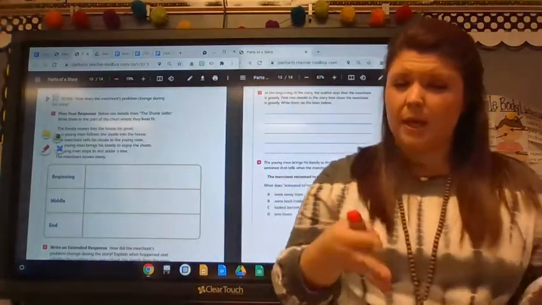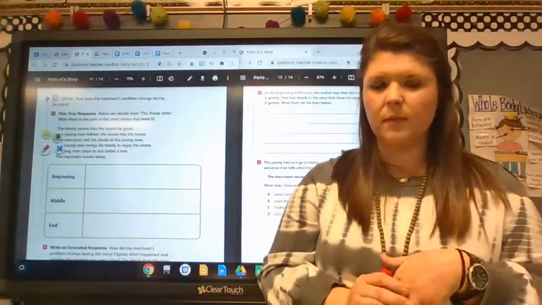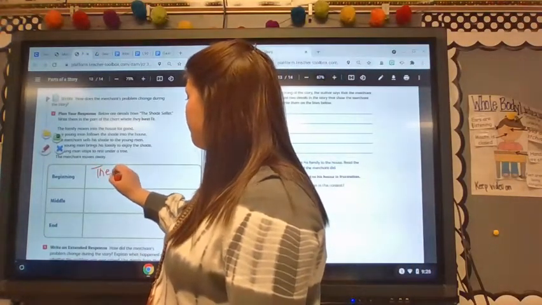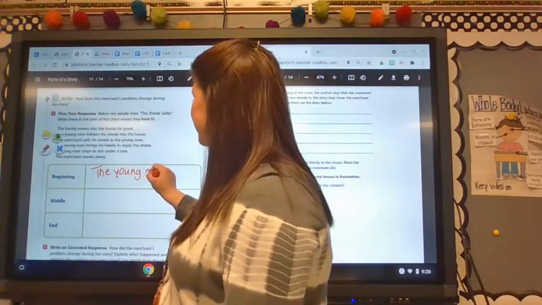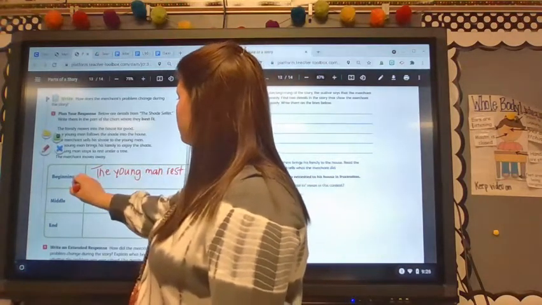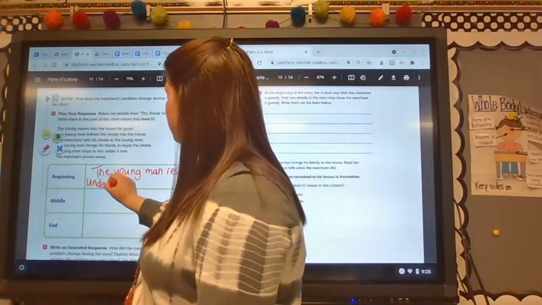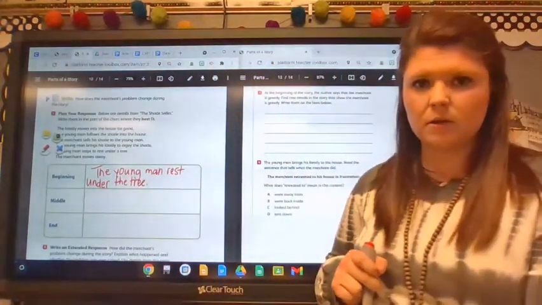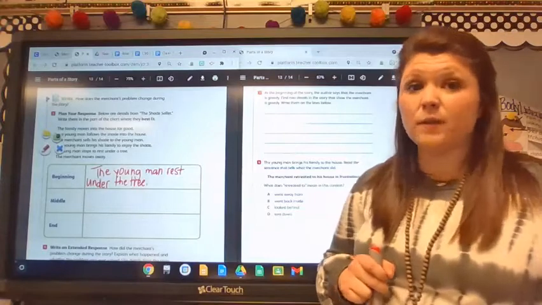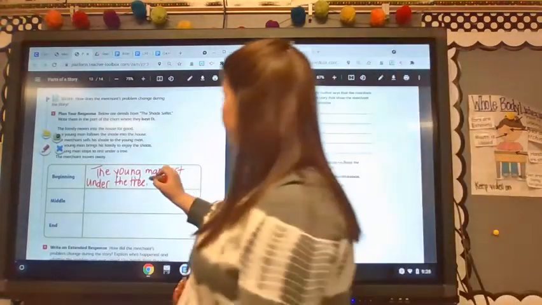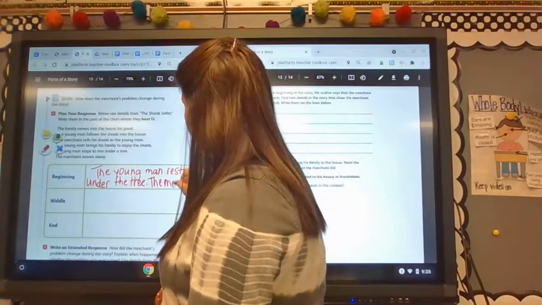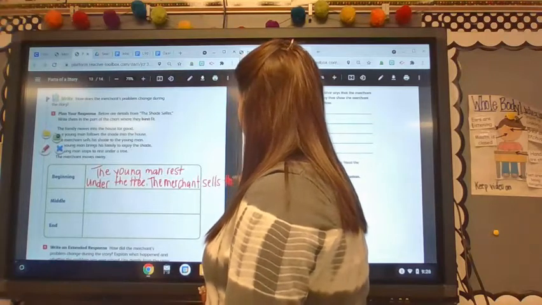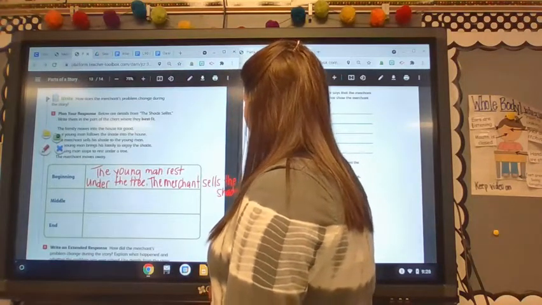So what happens at the beginning of the story? The young man comes to rest under the tree. All right, what else happens in the beginning? The merchant sells the shade to the man, doesn't he? I don't think I wrote small enough. Okay. All right, what happens in the middle?